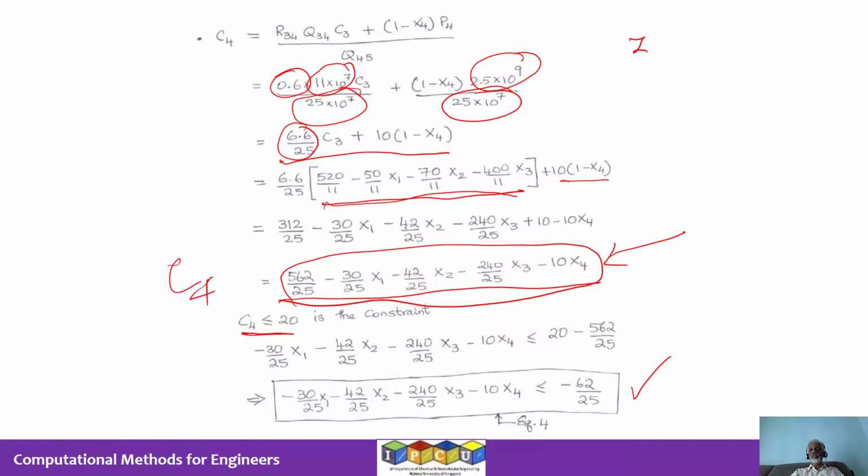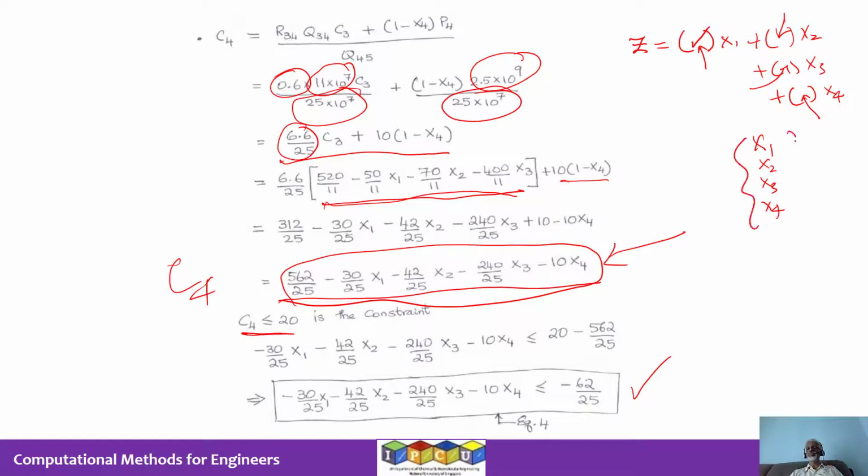So we have the objective function z, which is something times x1. This is some number which you can calculate given the data, plus something times x2, plus something times x3, plus something times x4, right? So you can use the values of d1 and p1 to get this, d2 and p2 to get this, d3 and p3 to get this, d4 and p4 to get this. So you have an expression for z in terms of x1, x2, x3, x4, and you're trying to minimize that. You also have to make sure that x1, x2, x3, x4 are all between 0 and 1.